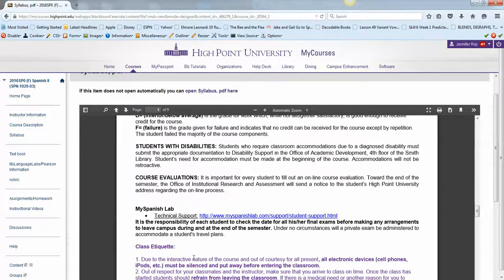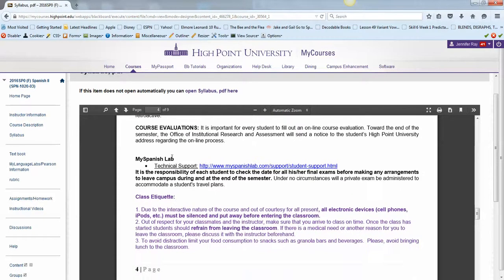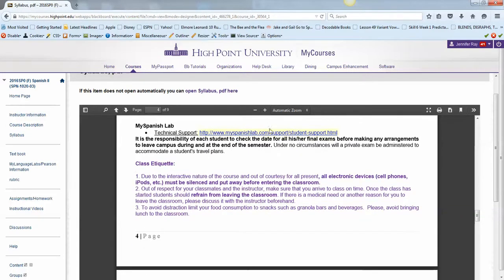If you have disabilities, students who require classroom accommodations due to a diagnosed disability must submit the appropriate documentation to disability support in the Office of Academic Development, 4th floor of the Smith Library. Course evaluations, it's important for you guys to fill these out toward the end of the semester. My Spanish lab, that's the technical support for my Spanish lab.